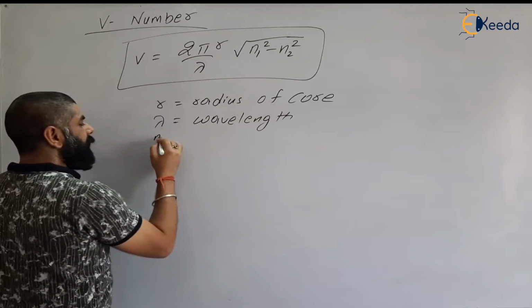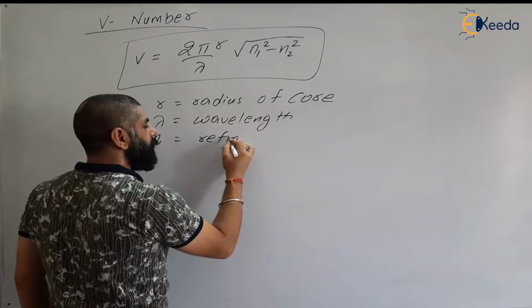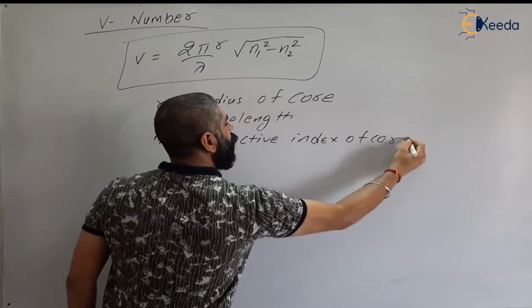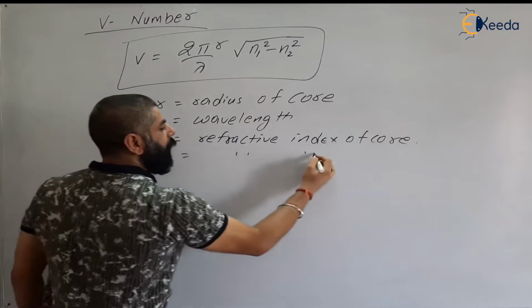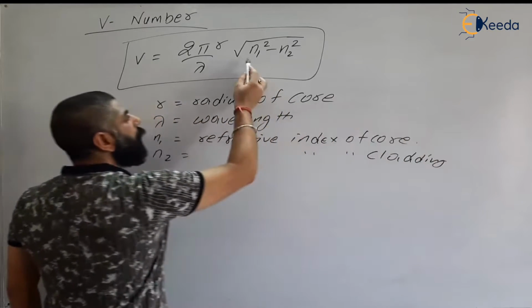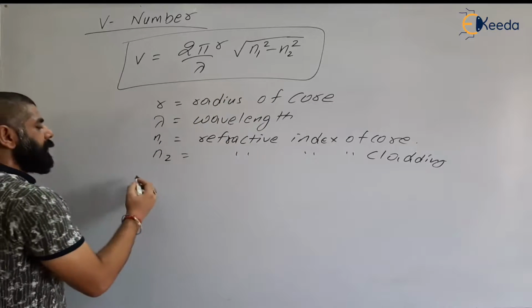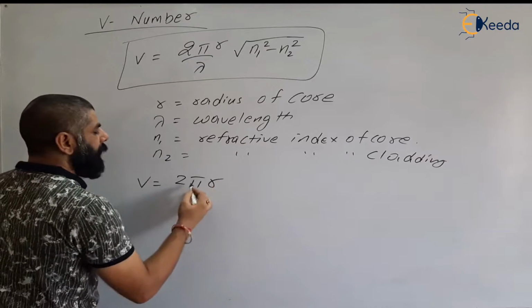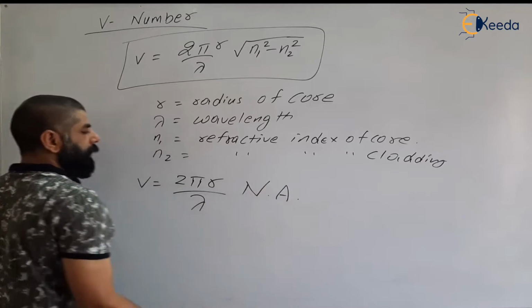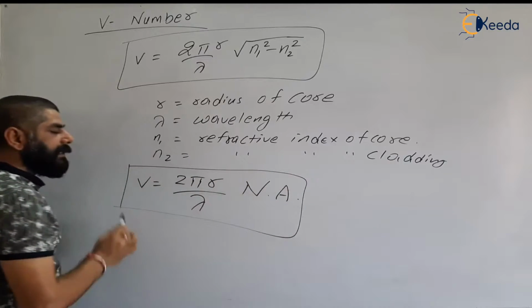wavelength of light in vacuum or air. What is n1? n1 is the refractive index of core. n2 is the refractive index of cladding. Under root of n1 square minus n2 square can also be represented as numerical aperture. So V number can be written as 2 pi r by lambda into numerical aperture. Numerical aperture is under root of n1 square minus n2 square. So we can also represent V number by this formula.